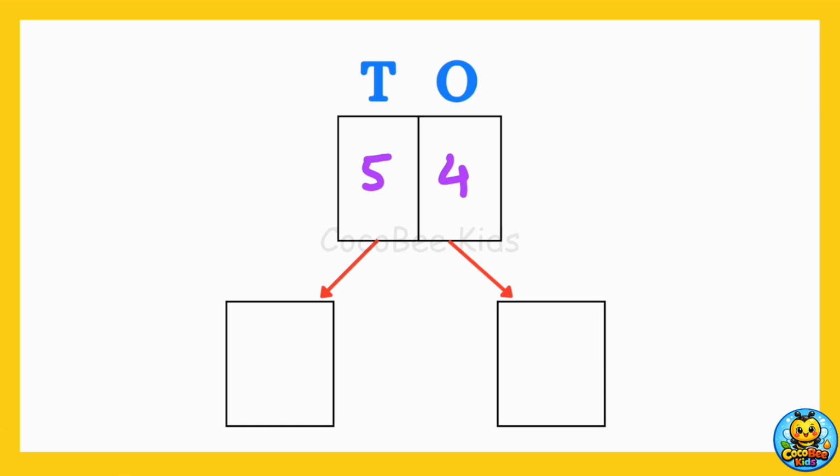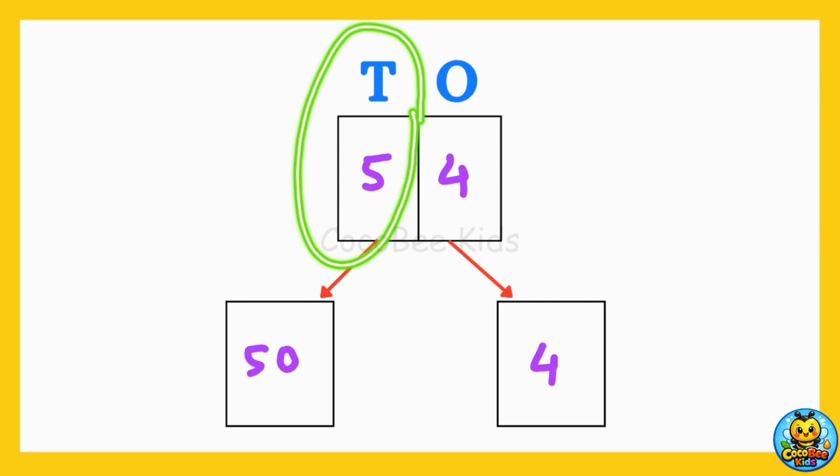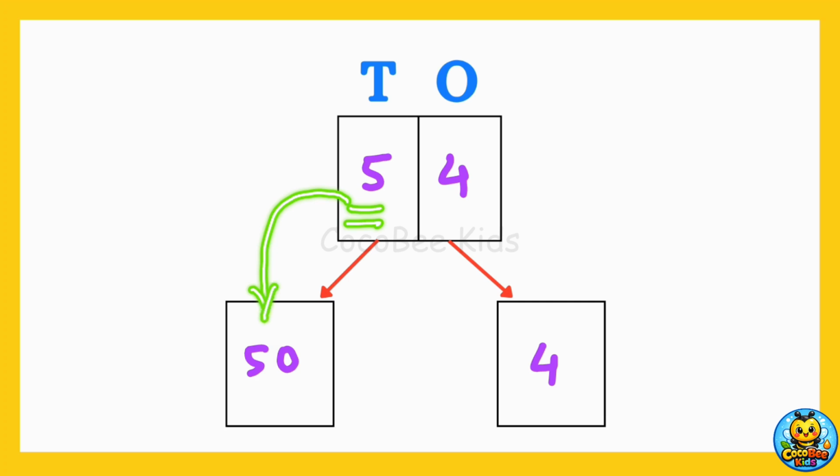Which numbers do you hear when we say 54? It is 50 and 4. So, which family does 54 belong to? It belongs to the 50s family. The tens place of a number tells us the family of that number. Here, we have 5 in the tens place and 5 tens is 50. So 54 belongs to the family of 50.